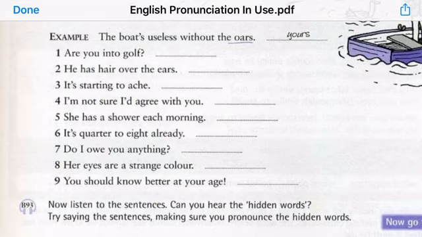You should know better at your age. You should know better at her age. You should know better at your age. So your age, the r inserted between your and age, becomes your rage. That's why we have the word rage. So these are the words that we can find that were hidden somewhere in these sentences.